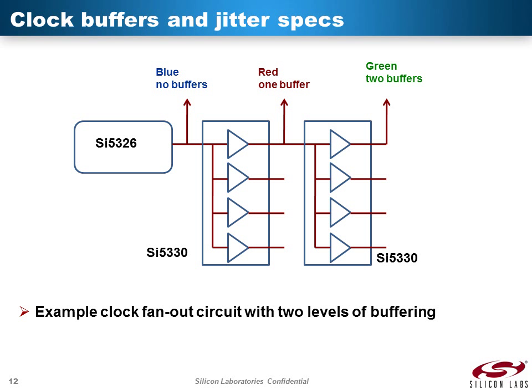Consider the following example, which uses two SI5330 4-to-1 fan-out buffers, each with an additive jitter specification of 0.15 picoseconds when integrated from 12 kHz to 20 MHz. What would you expect from the phase noise plot of this arrangement? Let's take a look.